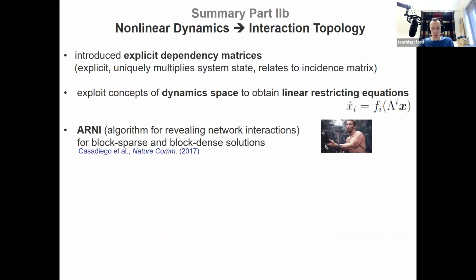Second part, we introduced this explicit dependency matrix, and it uniquely multiplies the system state exactly once, and it translates the problem where the problem is in a nonlinearity of my right-hand side f. Translate that to linear coefficients. That's the main point. So although we have a fully nonlinear problem, we translate that to a problem with linear coefficients.